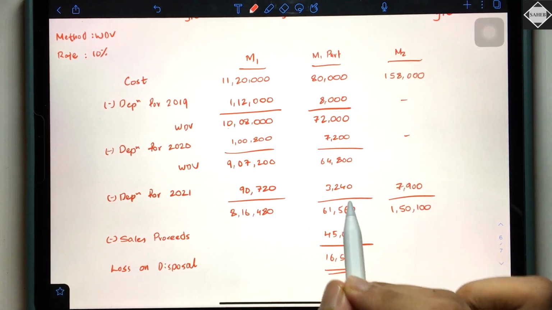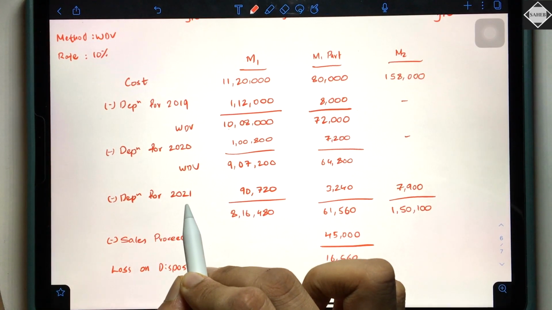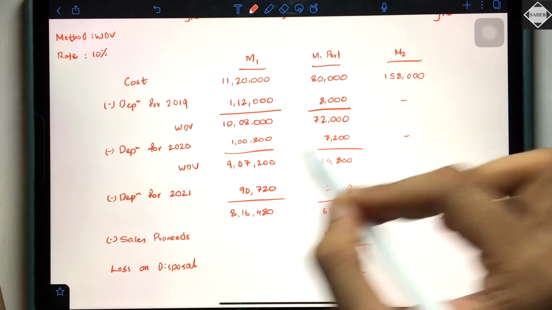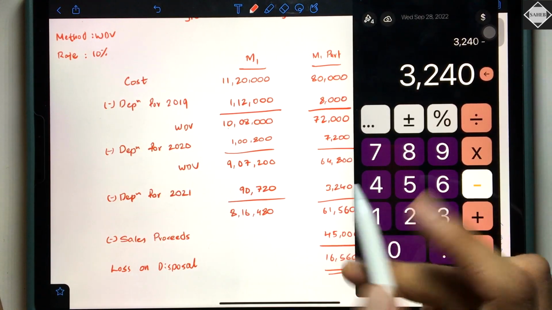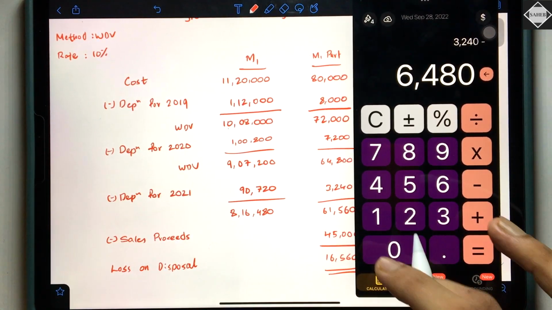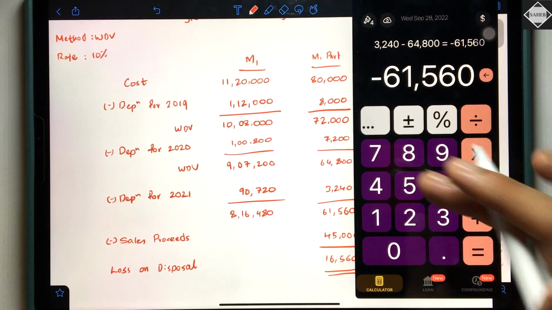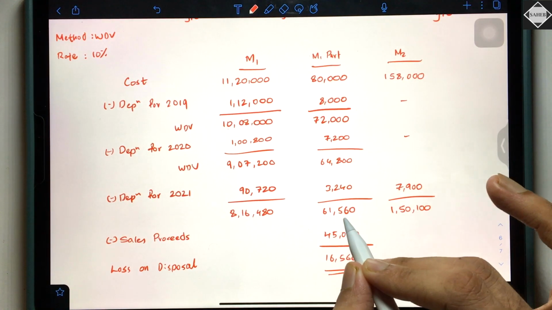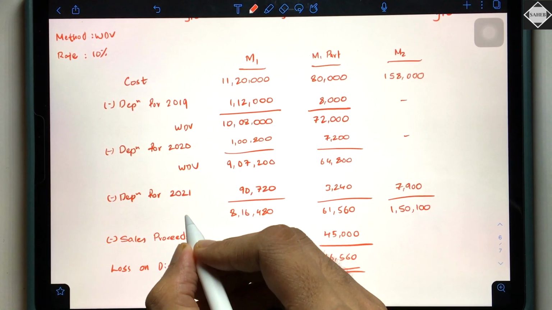Okay, see here 3240. This is the depreciation for year ended 2021, for this entire year, this proportionate depreciation. So 3240 minus 64,800, the previous WDV, that gives us 61,560. This is the WDV on the date of sale. Understand, all these three are WDV only.